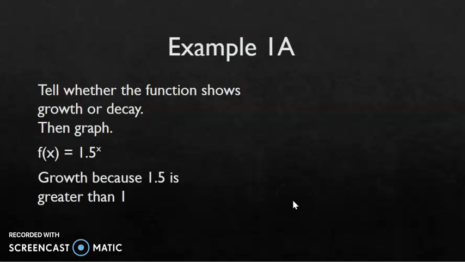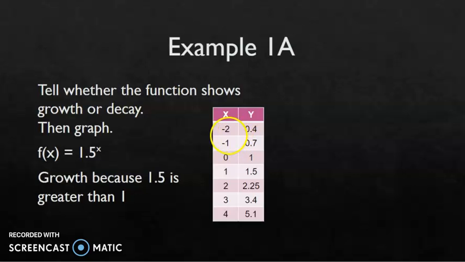Now to graph the function, what we need to do is just create a table of values. You pick x values, you put them into this function, and you'll get y values. So what I did is I picked some x values and I did the calculations myself, and this is what I got. So 1.5 to the negative 2 power is 0.4. 1.5 to the negative 1 power is 0.7. 1.5 to the 0 power is 1. And you'll find that often these graphs do go through the point (0, 1) because anything to the 0 power is 1. And then I just did 1.5 to the first, to the second, to the third, and to the fourth.